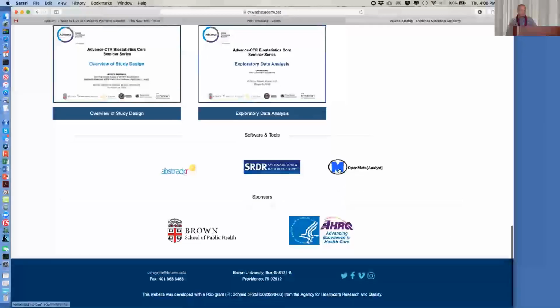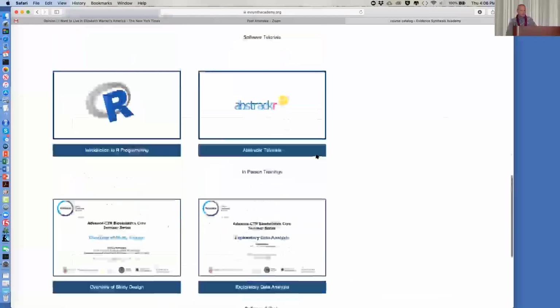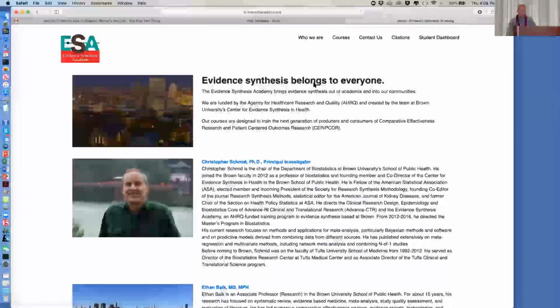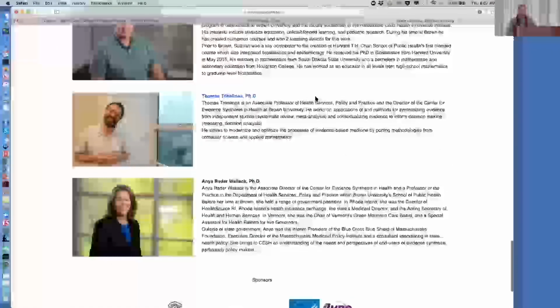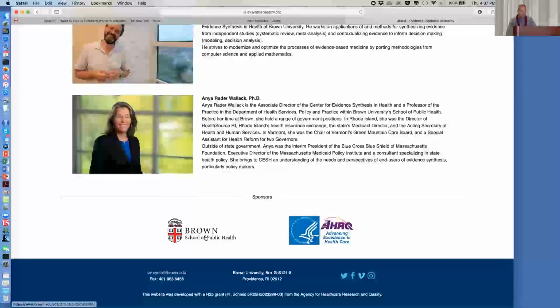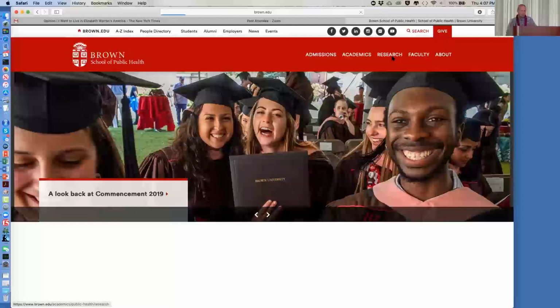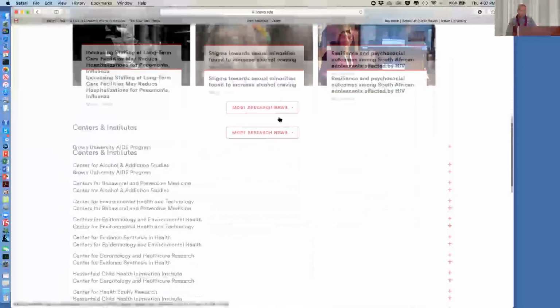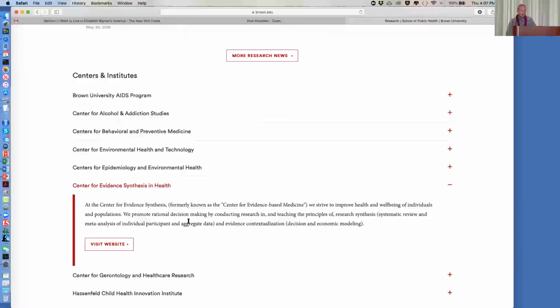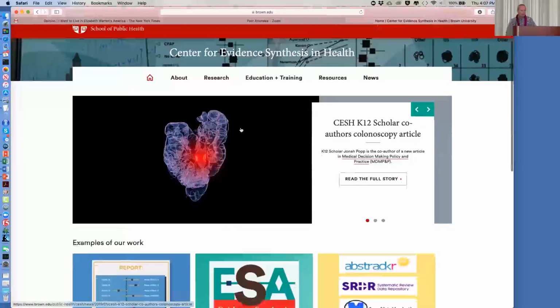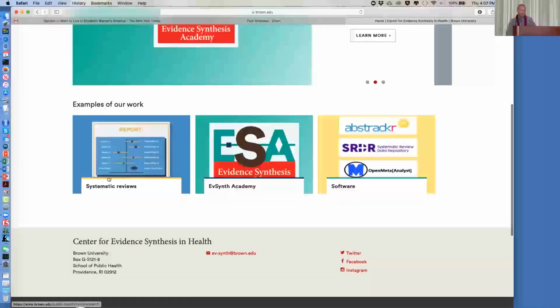If you're interested in those, you can also get our software from that site. And I think you'll be able to get to our center site as well. Okay, you can get to the Brown site, and then if you go to research, you can get to the Center for Evidence Synthesis and Health here. And you can actually get to the Evidence Synthesis Academy through this as well. But this is our website. This has some examples of our systematic reviews and our software.